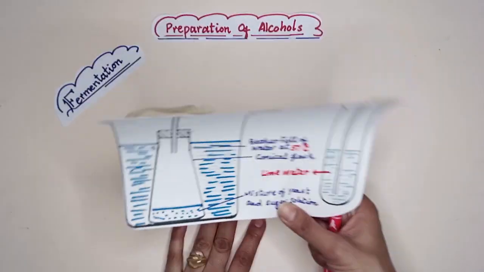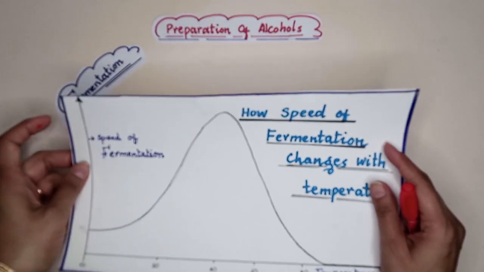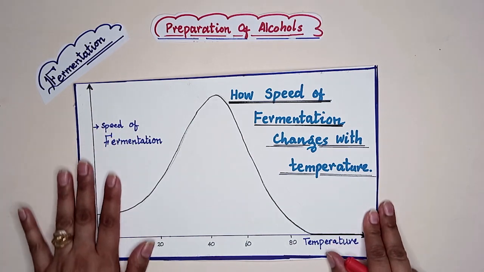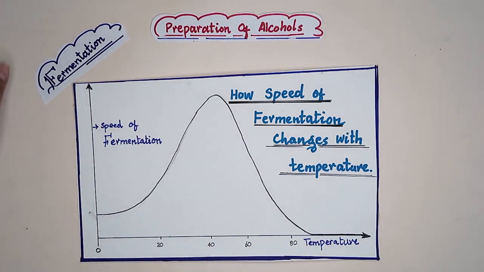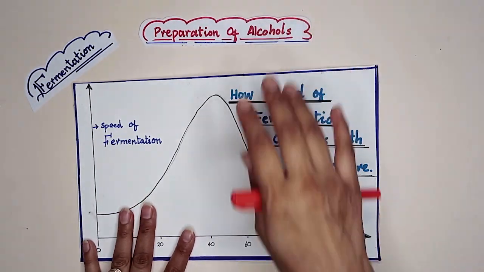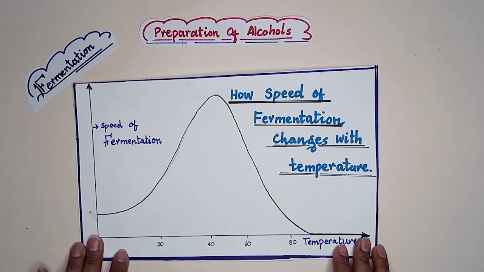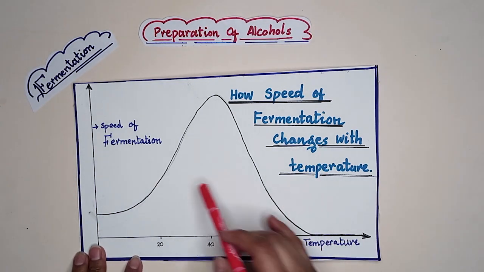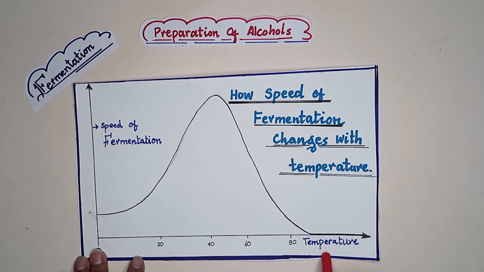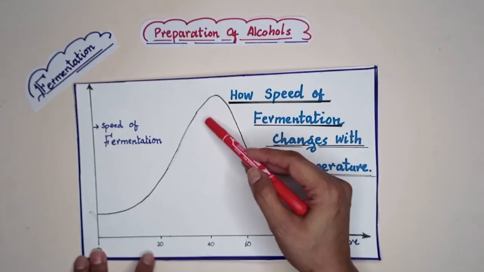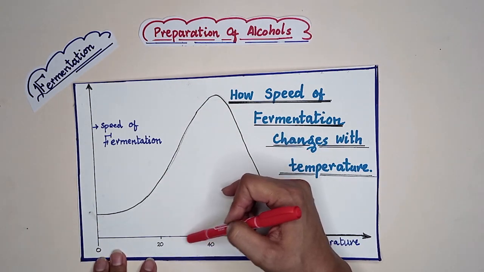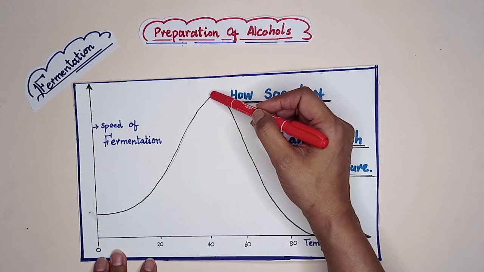Now if we look at this graph, how the speed of fermentation changes with temperature, we can check it through this graph. This side shows the speed of fermentation and this side shows the temperature. The reaction starts proceeding at a temperature between 30 to 40, which works well.